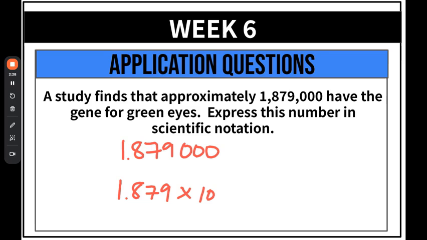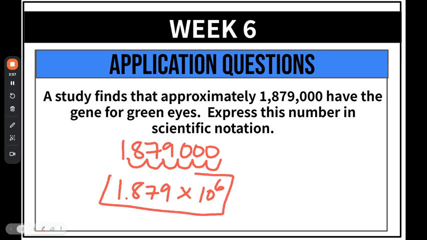times 10 to the... Okay, so let's figure out how many times we need to move this decimal to get the number to what it actually is. So let's do our little jumps here. And I always find it helpful if you actually write these out, just to give you a little bit of a visual. So 1, 2, 3, 4, 5, 6. So we've got 1.879 times 10 to the 6th.